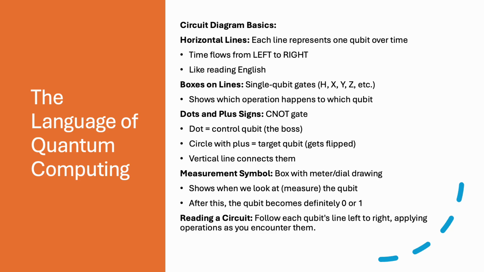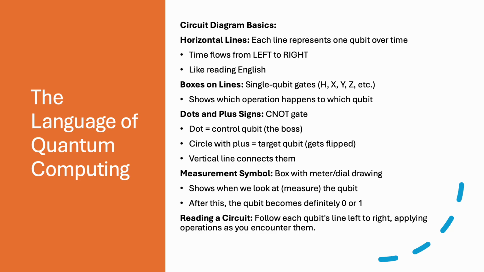A quantum circuit is drawn with horizontal lines where each line represents one qubit. Time flows from left to right, just like reading English text. As you follow a line from left to right, you see the sequence of operations applied to the qubit.